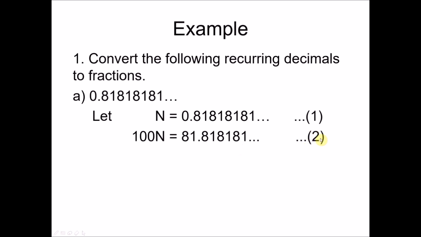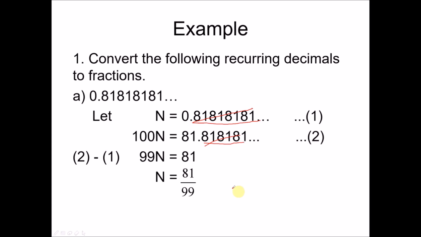Now we take equation 2 minus equation 1. So 100n minus 1n gives 99n. For this part here, 81.818181, when you subtract, this part is cancelled off by this. So this part is gone, and 81 minus 0 is actually 81. Dividing by 99, you get n equals 81 over 99. So 0.818181 equals 81 over 99. This is the skill to convert recurring decimals to fractions.